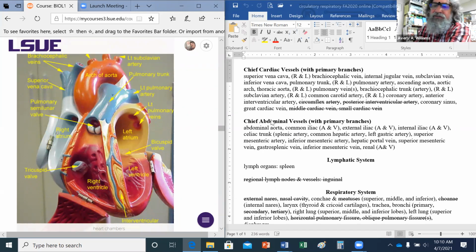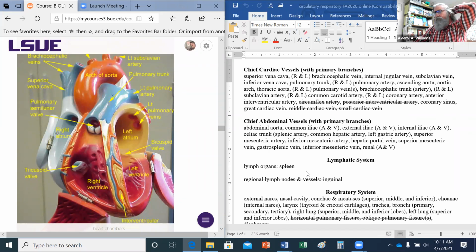And so why did I do this? Well, cardiac and abdominal. These are the main blood vessels in and around the heart, basically those that you would find in the thoracic body cavity, for the most part. And then all these down here are those that you find in the abdominal body cavity. And so I divvied up like that.